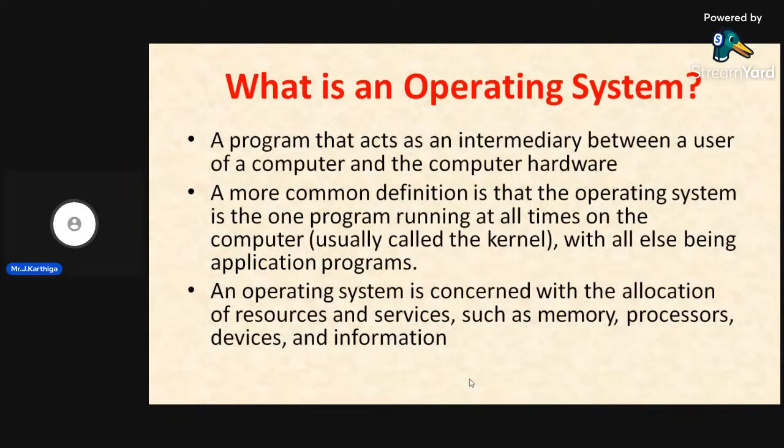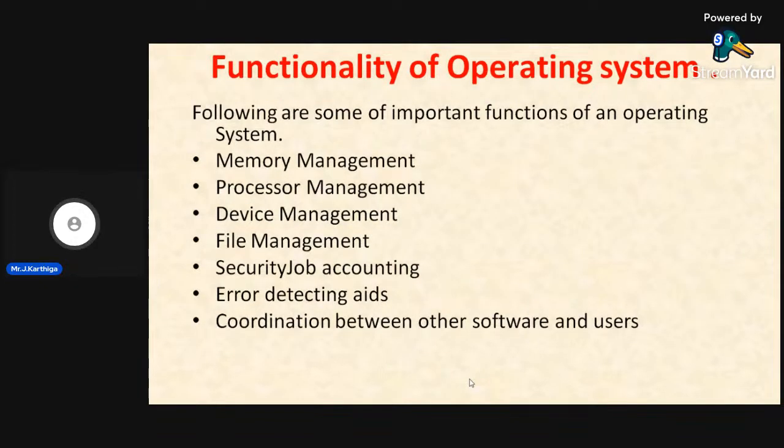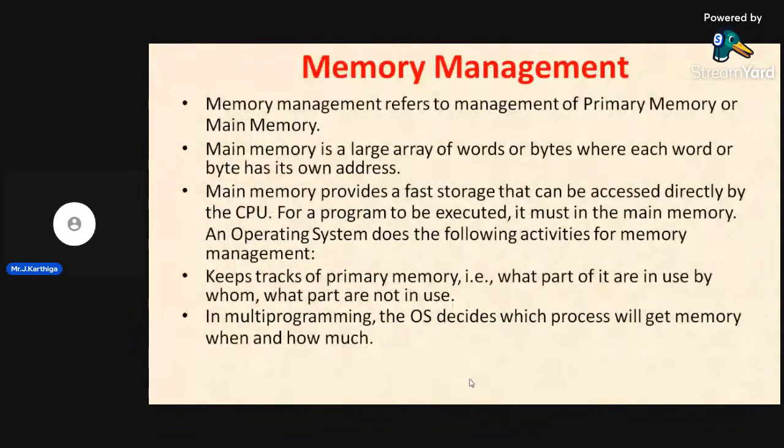Then, what is an OS? The OS is the best example of system software. The OS is an intermediary between a user of the computer and the computer hardware. A more common definition is that the OS is the one program running at all times on the computer, with all else being application programs. What are the functions of an OS? Important functions of an operating system: number one, memory management; two, processor management; three, device management; and four, file management; plus security, job accounting, error detecting aids, and coordination between other software and users.